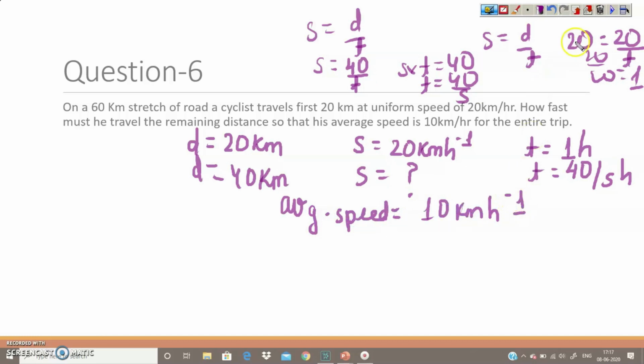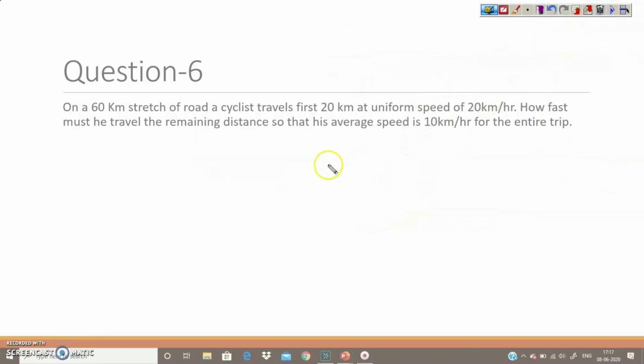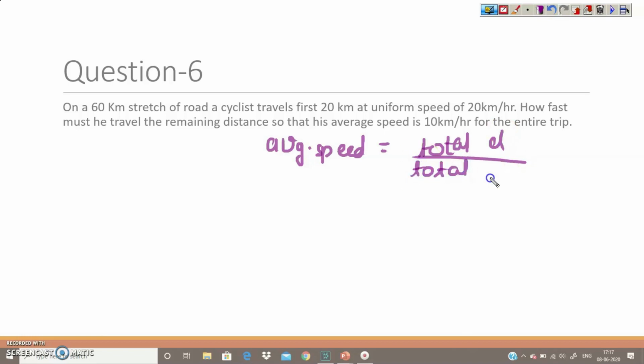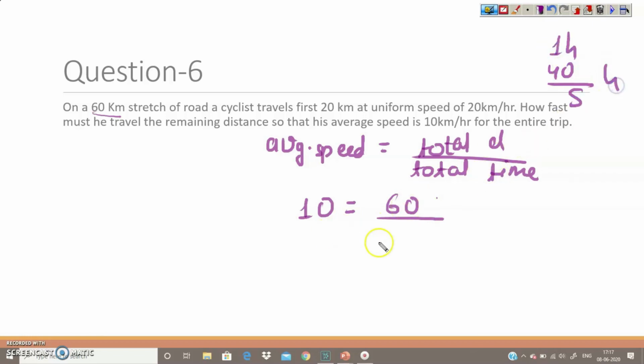Now using these things, let's put these things in an equation. Average speed is total distance over total time taken, because it's average. Average speed is given 10. Total distance is given 60 kilometer. Here I will write 60. Total time, we already found 1 hour and 40 over s hour. So we will do 1 plus 40 over s. Now, how will we do it?